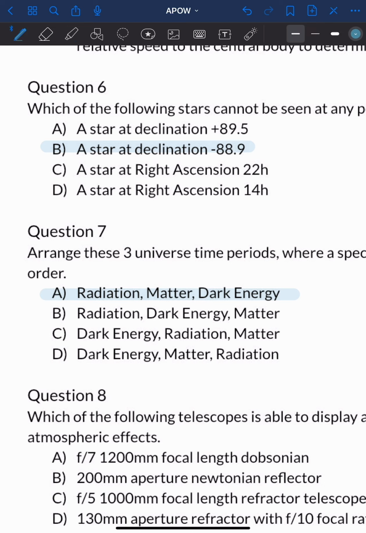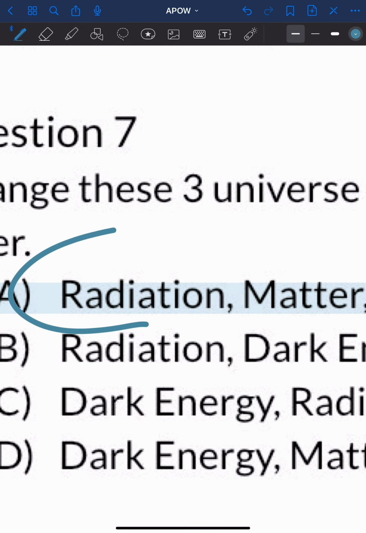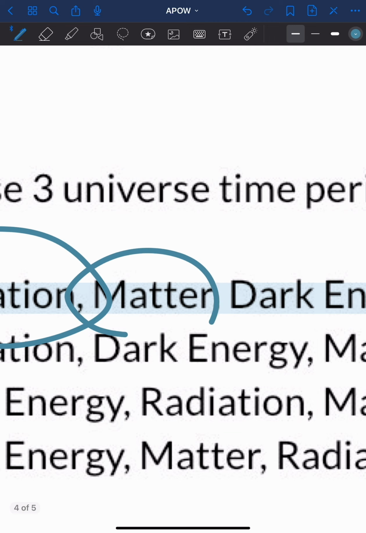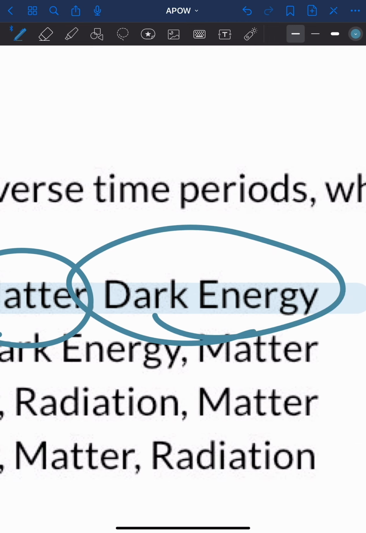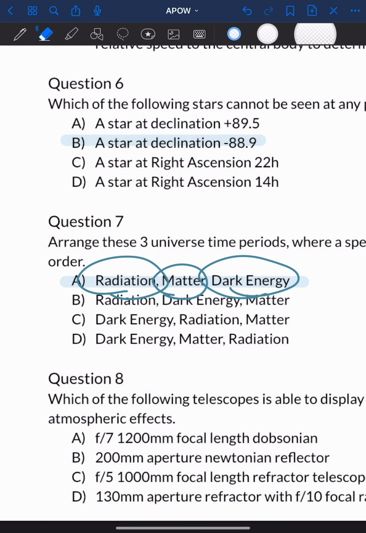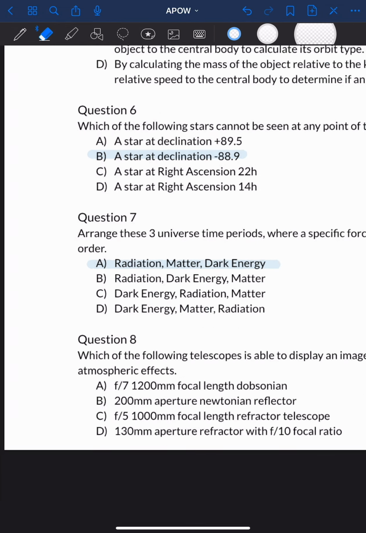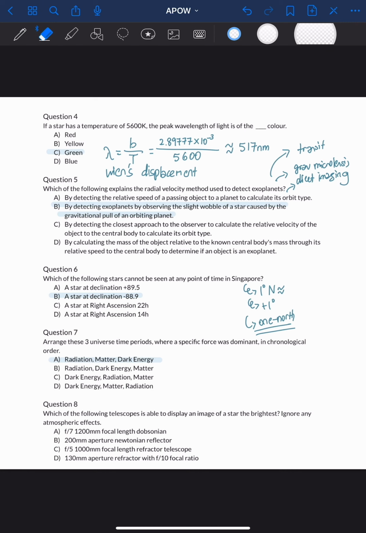The way I remember it is that radiation started off first, because back then everything was too hot, so it's all radiation. Then stuff cooled down, so we had matter. And now we have the expansion of the universe, right? That's caused by dark energy, so dark energy comes to us. That's how I remember it, basically. But yeah, this one's general knowledge, not much to say.